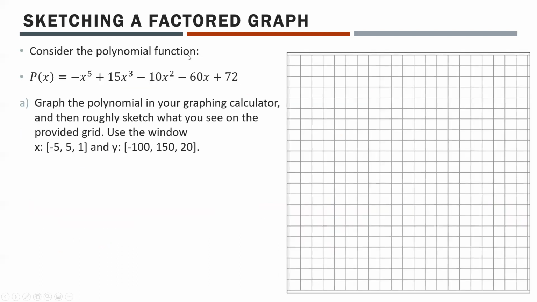All right, so here's some fun. Consider the polynomial function, quite a big one, right? Graph the polynomial in your graphing calculator and then roughly sketch what you see on the provided grid. Use this window. Remember, these window settings mean this is your min, this is your max, and this is your scale. And same with this, min, max, scale. Pause the video here, give this one a try. I will go over it in just 1 second.